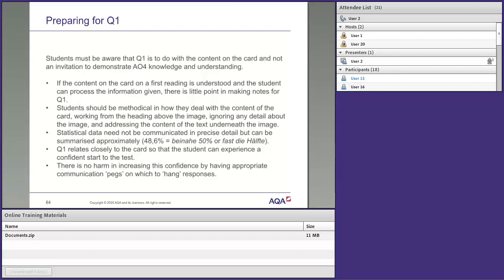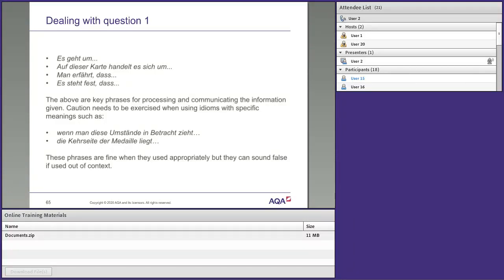And you can increase this confidence by having appropriate communication pegs on which they can hang their responses. So things like "es geht auf diese Karte", "handelt es sich" and so on. Just if they're confident with those phrases so they go in, it can help. They are key phrases for processing and communicating the information given.